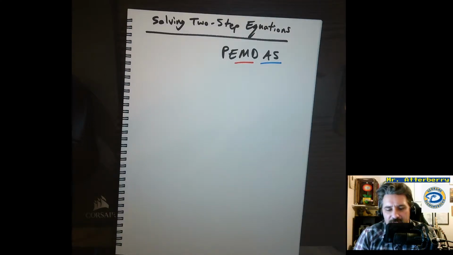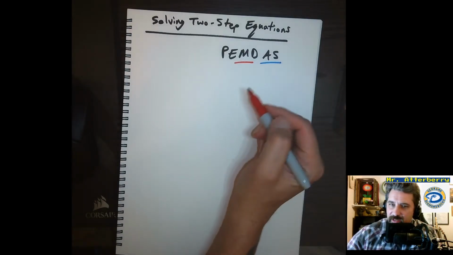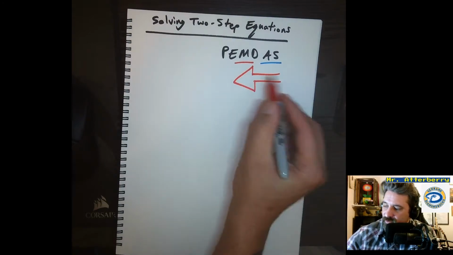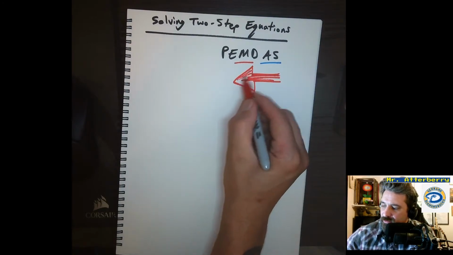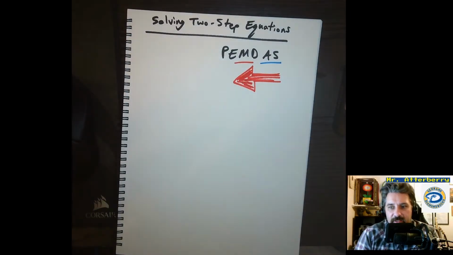Well, when you're solving two-step equations, the best way I like to think about it is do this whole thing, or particularly this addition, subtraction, multiplication, division stuff, do it backwards. Okay? Do this whole stuff backwards. And I'll show you what I mean by that.